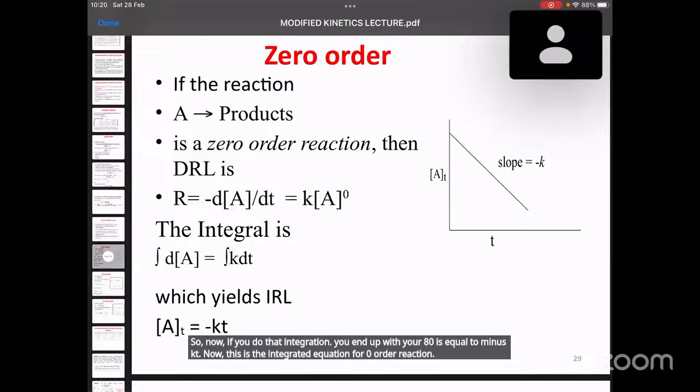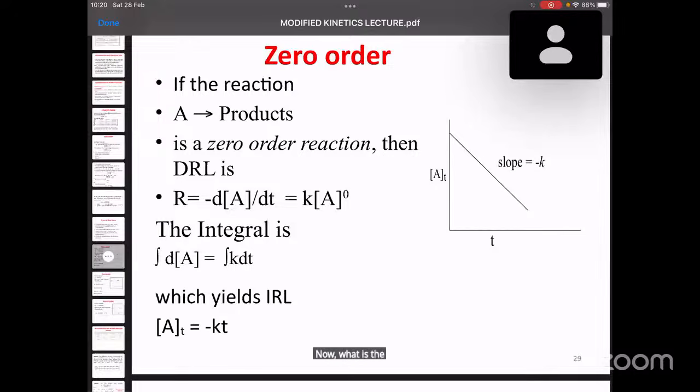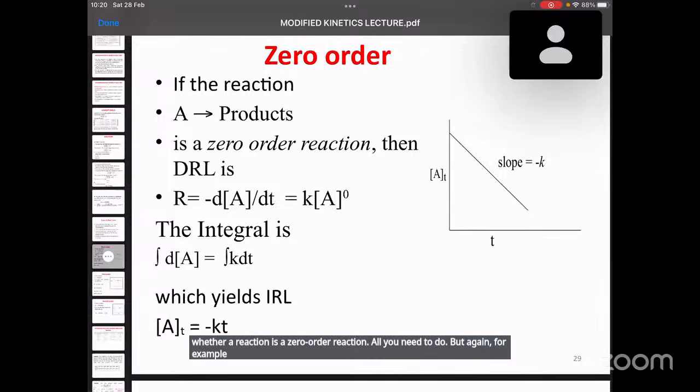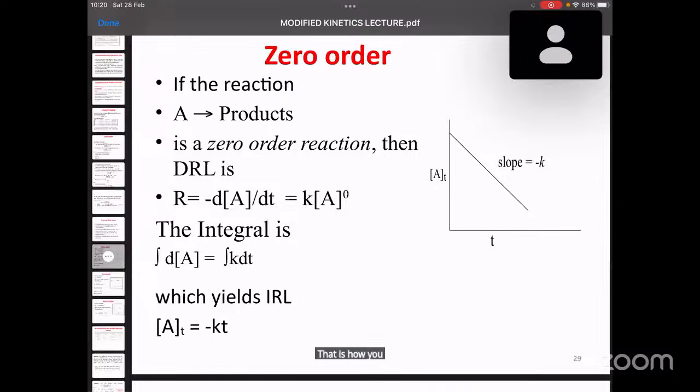Now, what is this graph telling us? For a zero order reaction, the rate will remain constant anyway. The fact that the rate is not changing, that is how you know that a reaction is a zero order reaction.